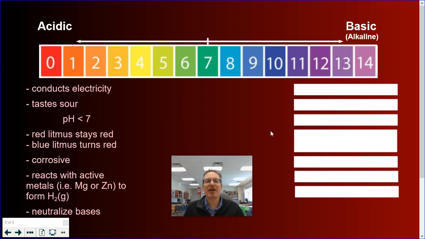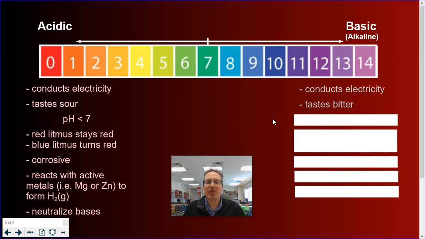To do a comparison side by side, now let's look at bases. So we are looking at alkaline substances. A base will also conduct electricity. As we saw in previous studies, both acids and bases conduct electricity. Where acids taste sour, bases, on the other hand, are going to taste bitter. Because bitter is kind of hard to describe, some substances that would fall in the base category would be something like celery or possibly radish.